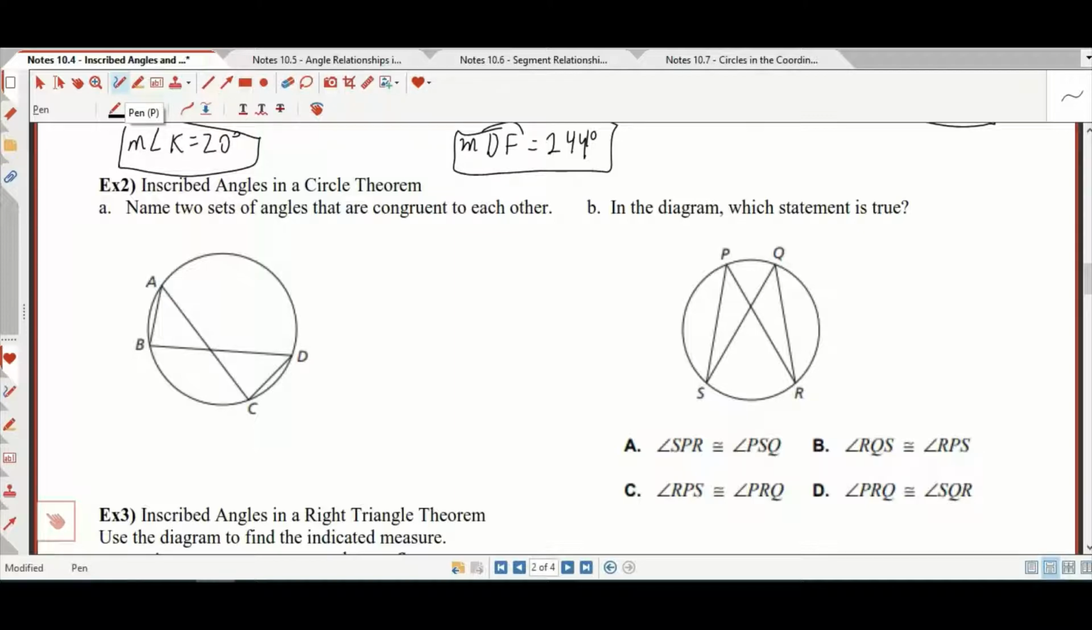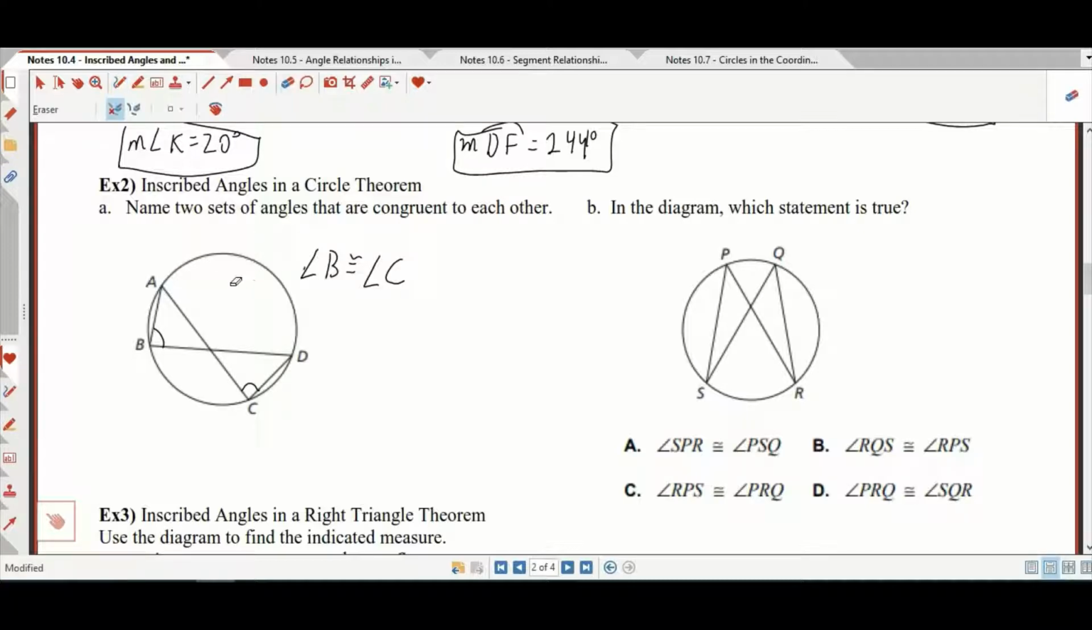You clever so-and-so. So we're going to imagine this arc AD. What angle cuts out arc AD? Well, angle C does. Is there any other angle that cuts out arc AD? Yeah, it's angle B. So angle B is congruent to angle C.